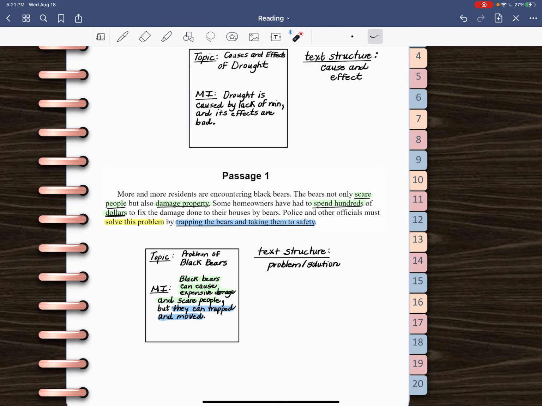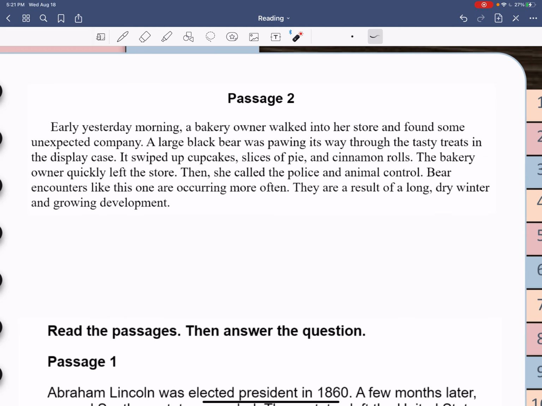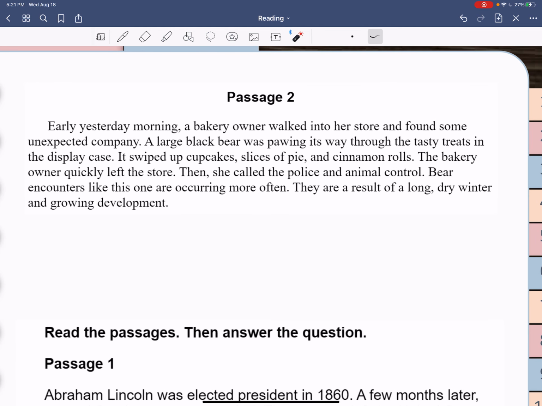Okay, let's look at passage 2, which is also about black bears. But this is a different type of story. This is a different structure. So let's see what happens when we use this type of structure to talk about the same topic. And this is on page 9. Let me go ahead and write the page number.